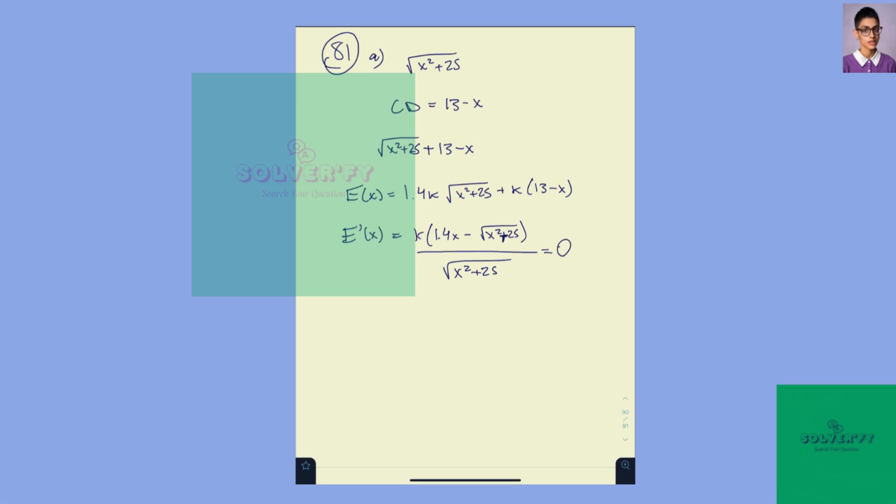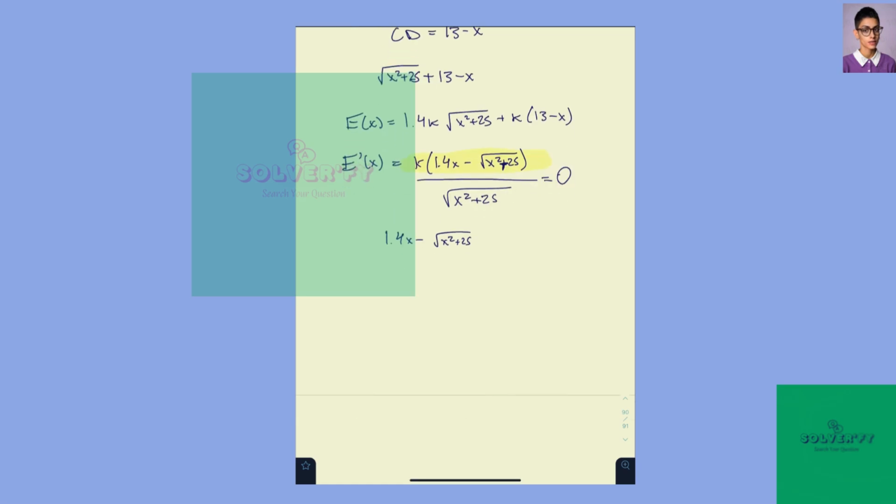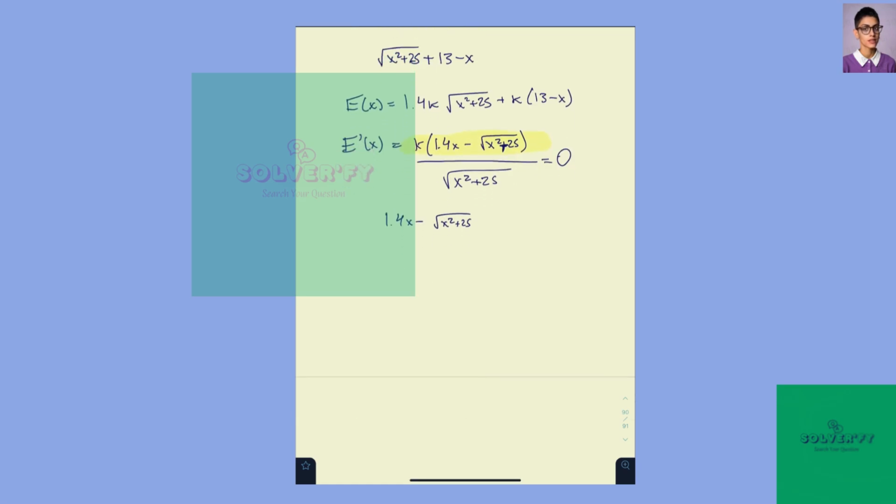Now, we always remember that the bottom doesn't really matter. We're more focused on the top, because when the numerator equals 0, the whole fraction equals 0. So since this constant could just be divided out, what we really have is 1.4x minus the square root of x squared plus 25.